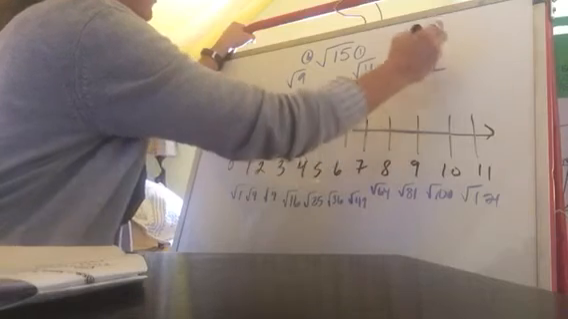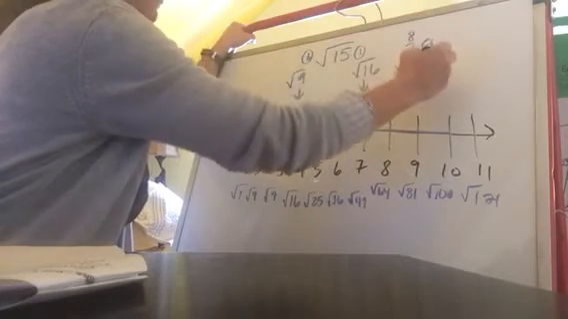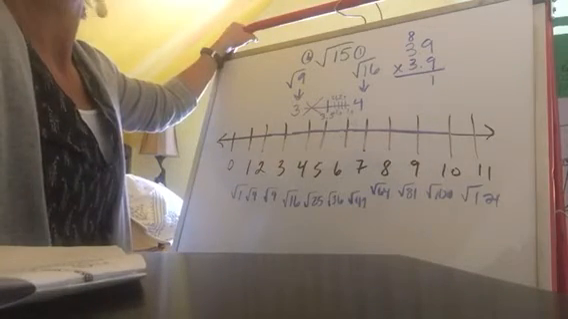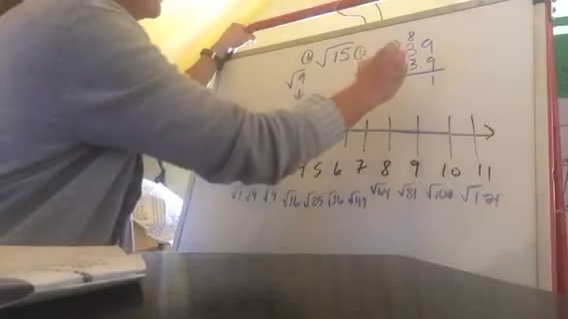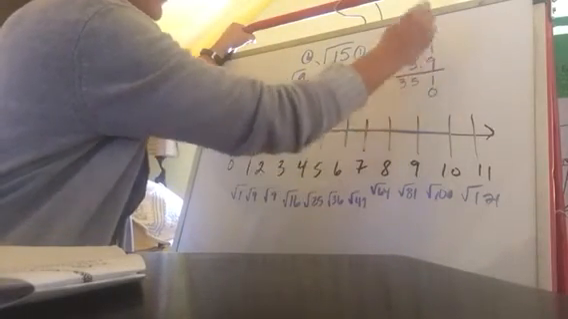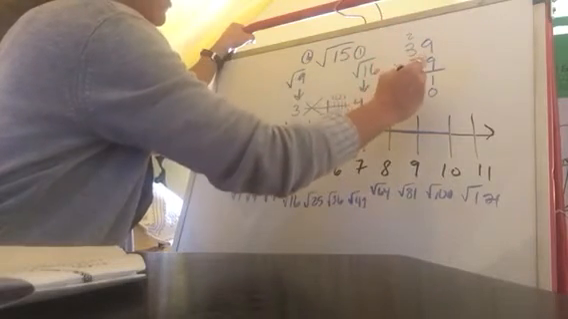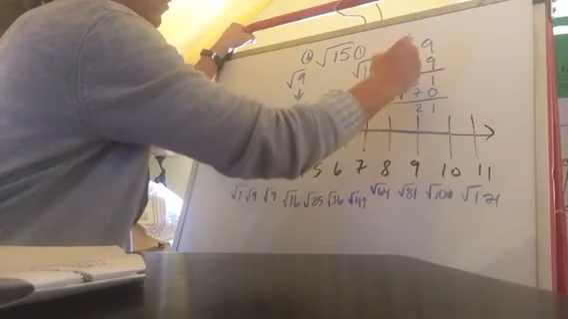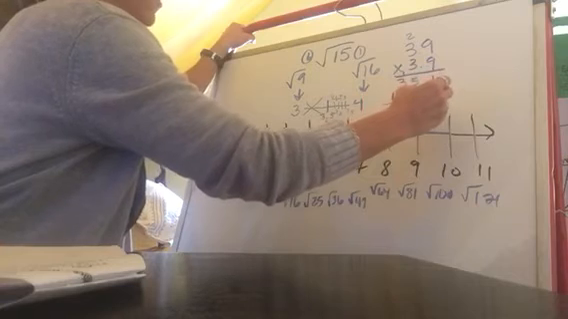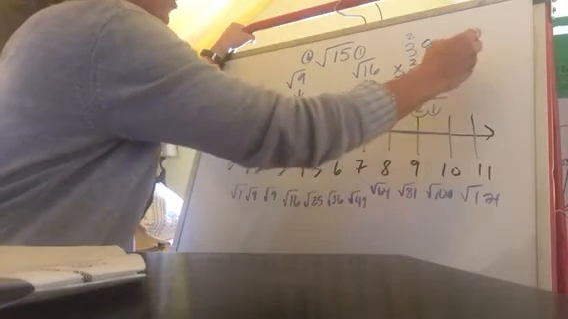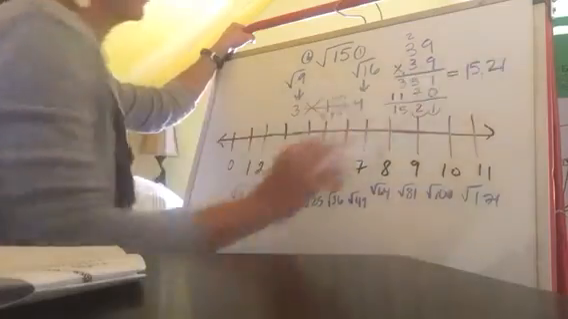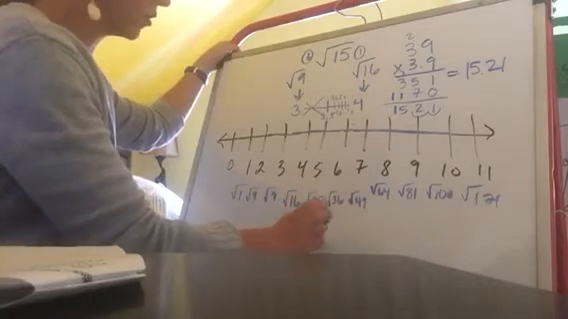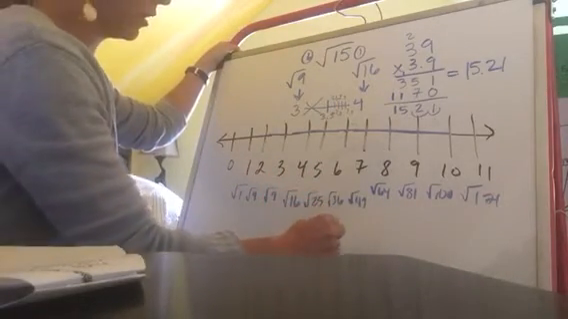So then I multiply. 9 times 9 is 81. 9 times 3 is 27, plus 8 is 35. Put a 0 here. 9 times 3 is 27. 3 times 3 is 9. Plus 2 is 11. And then I add. And I move my decimal over. So 15.21. That is pretty close to 15. So the approximate square root of 15 is 3.9.